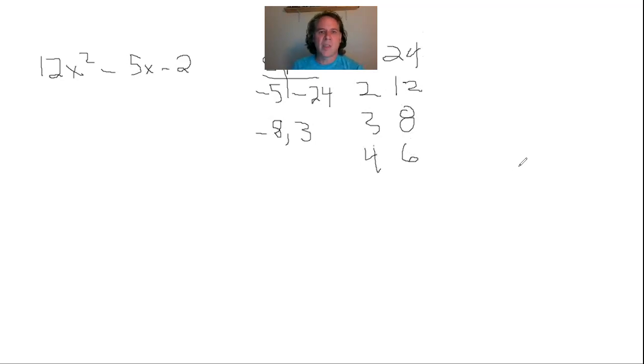And those are my options. And then I say, hey, if one's negative and one's positive, which one could add to -5? And I say, oh, -8 and +3 will work. So if I get stuck, I write out those factors.